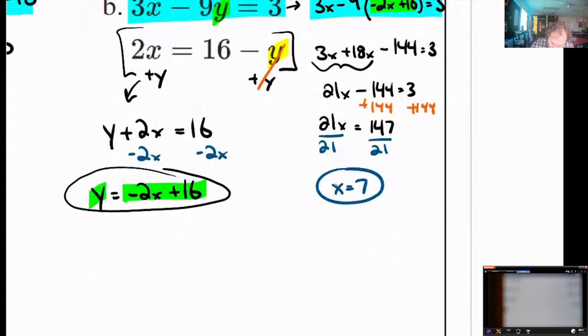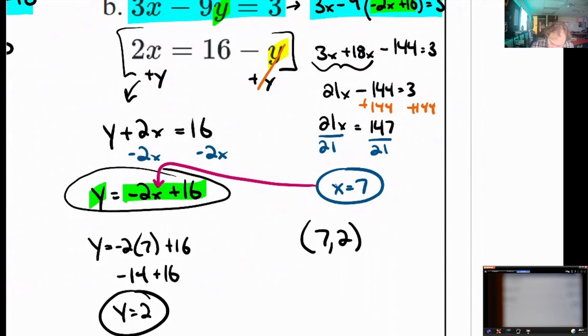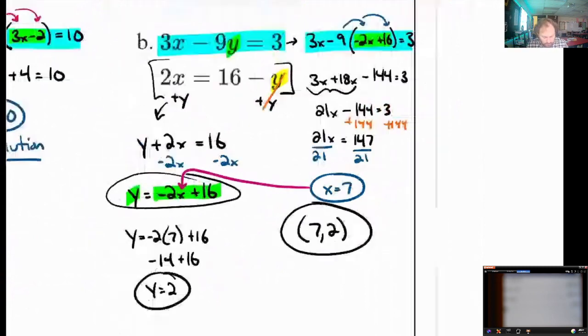So now that we know what x is, let's bring it right over here. Let's plug it in right there. Our y is negative 2 times 7 plus 16. That's negative 14 plus 16. And that is 2. So 7, 2 is the answer we're looking for in that. So there you go. Not too bad.